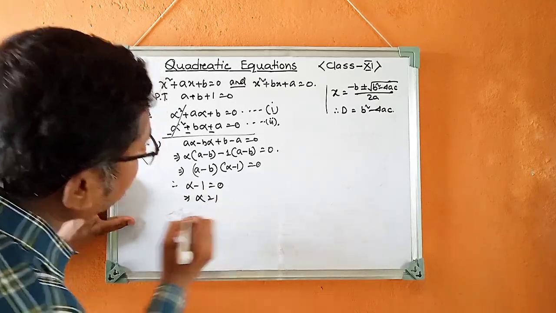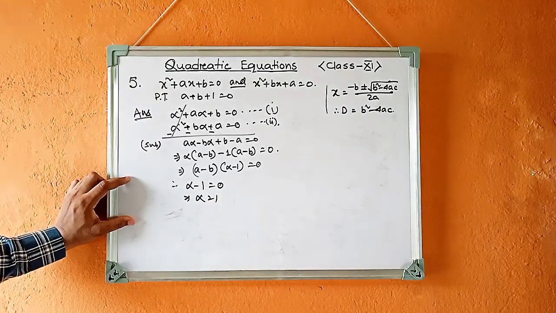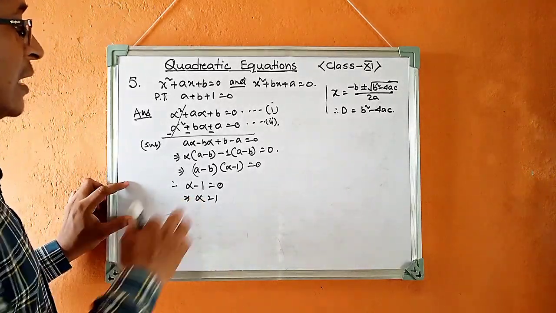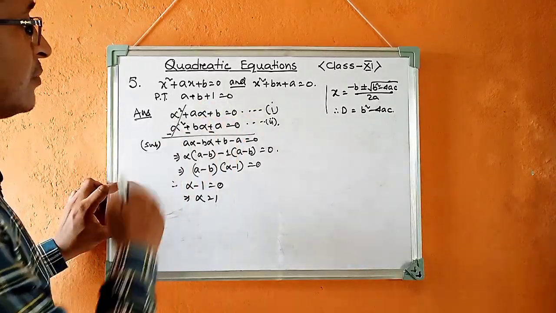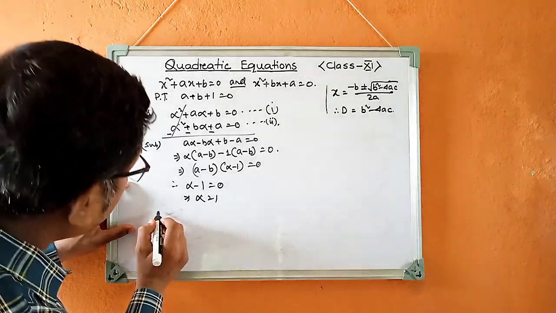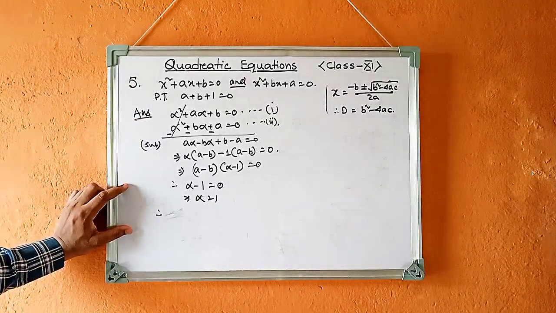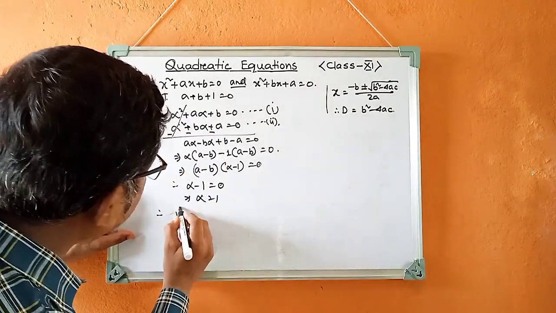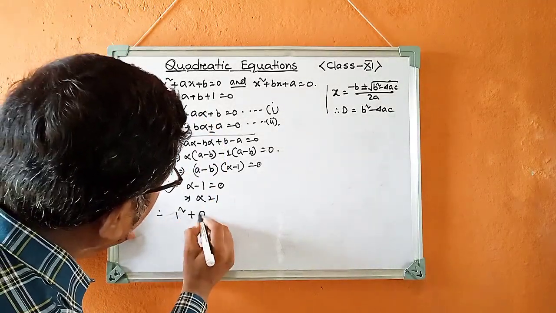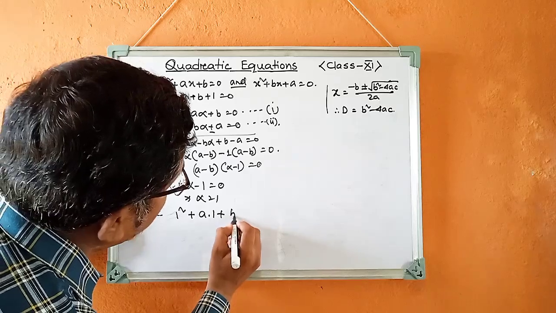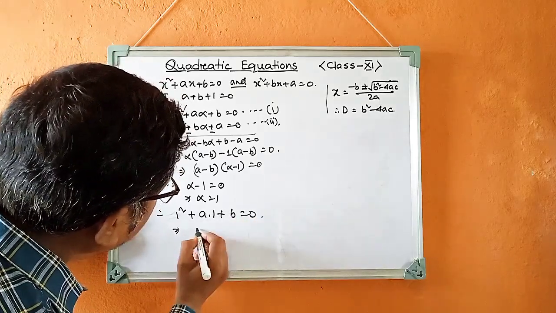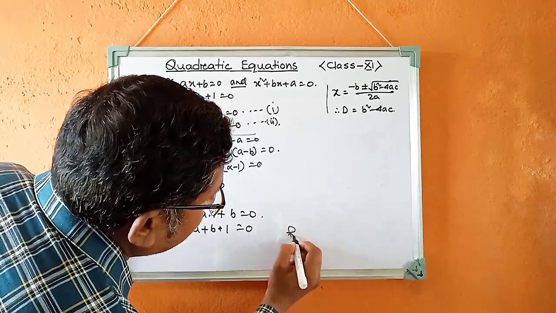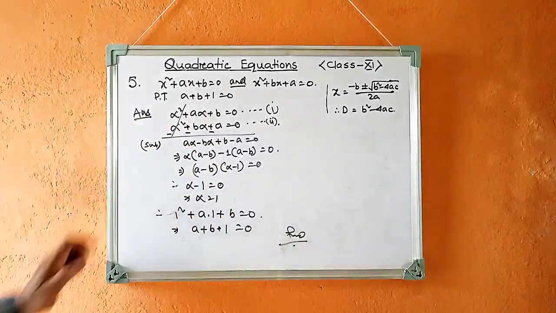So what is the value of alpha? Alpha equals 1. Now put the value of alpha in either of these two equations. We put the value of alpha in equation 1. We get alpha square, that is 1 square, plus a alpha, that means a into 1, plus b equal to 0, or we get the result a plus b plus 1 equal to 0. Proved. Okay, see carefully.